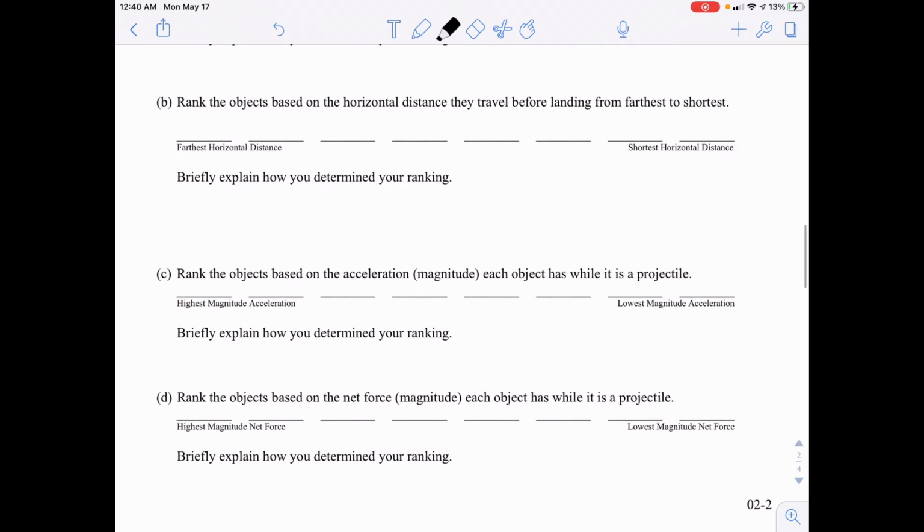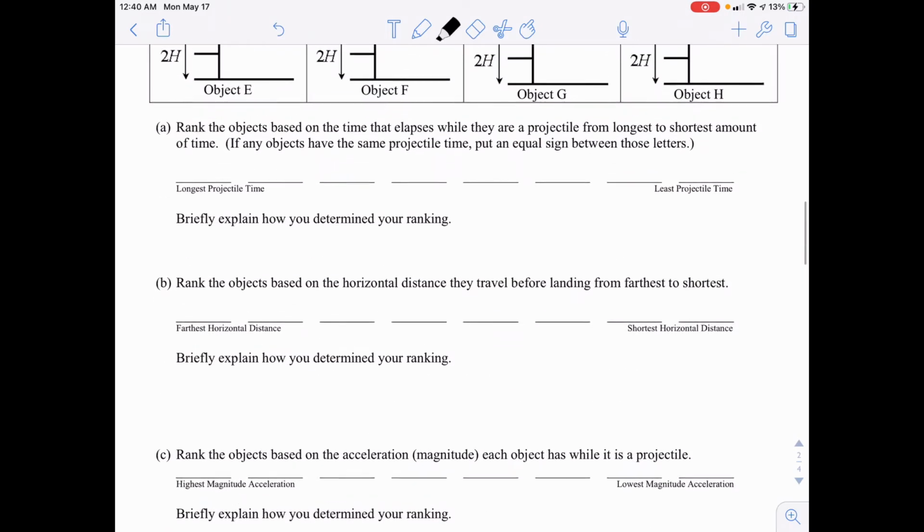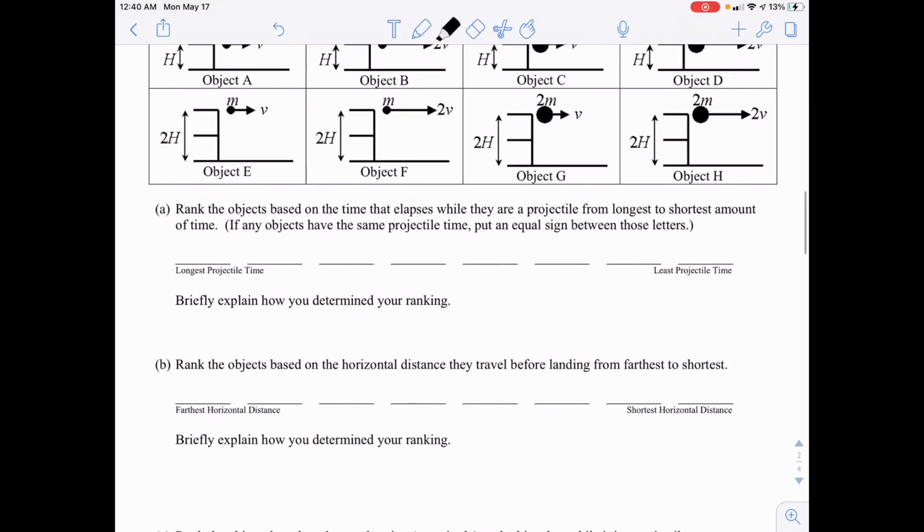Part C, we're going to rank them based on acceleration magnitude while it is a projectile. Part D, we're going to rank them based on net force magnitude while it is a projectile. Let's begin with part A. How do we begin to rank them in terms of time and horizontal distance?